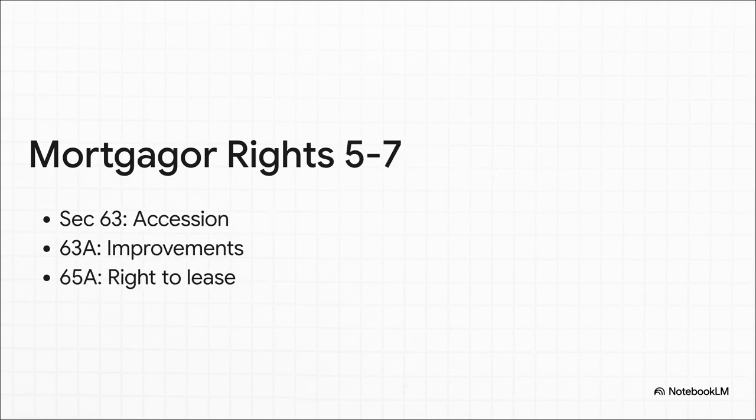Point 5. Right of accession, Section 63. The benefit of improvements made to the property. Point 6. Right to improvements, Section 63A. They can benefit from improvements made by the mortgagee. Point 7. Right to lease, Section 65A. They can grant leases under certain conditions.